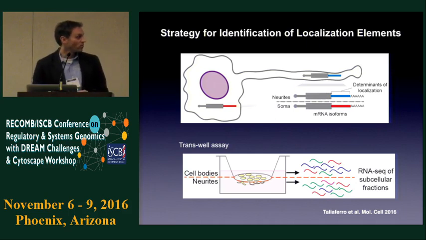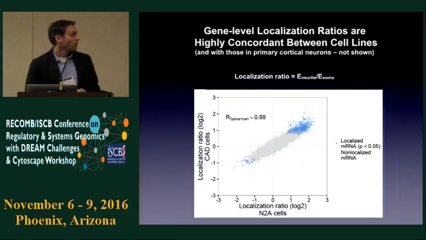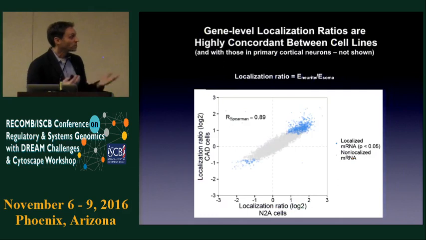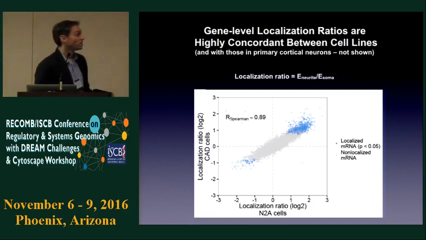And then we performed RNA-seq on both the soma RNA and the neurite RNA. He did it not only in CAD cells, but also in a neuroblastoma cell line, N2A. And we saw very highly correlated localization ratios, where we define the localization ratio as the expression, say FPKM or TPM, in the neurite divided by that in the soma. You get a range of about 4-fold up to 4-fold down in neurite versus soma, and it's highly correlated. So it seems to be an intrinsic property of genes.